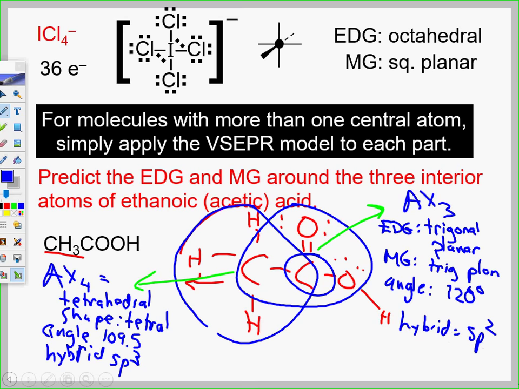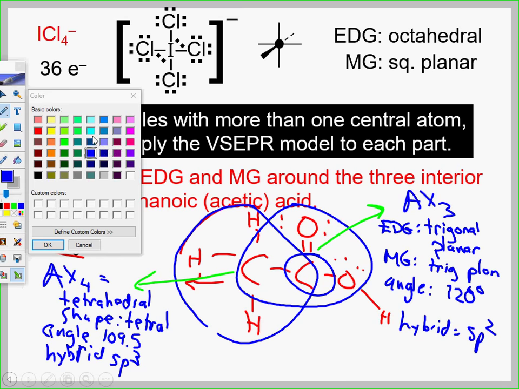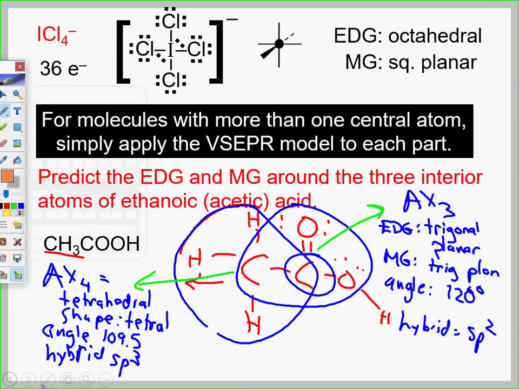All right, let's try the last one, the O. I'll change colors completely. I'll get a fancy orange on here. Now we're talking about this O, which is combined with that carbon and that hydrogen. First of all, what will be my AX model? E2. Oh, boom, I got that right off the top of my head, right? So what am I going to have here? AX2E2 is going to be tetrahedral, bent, with the angle.